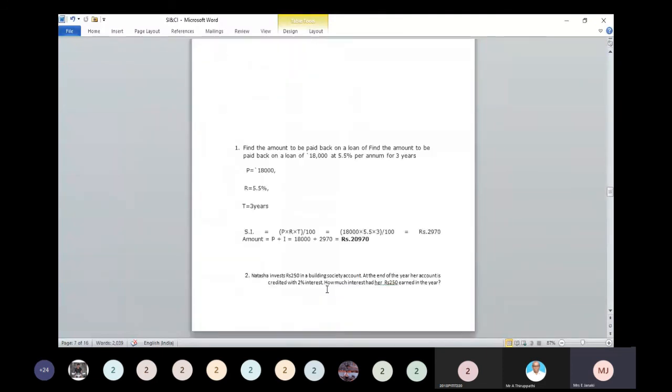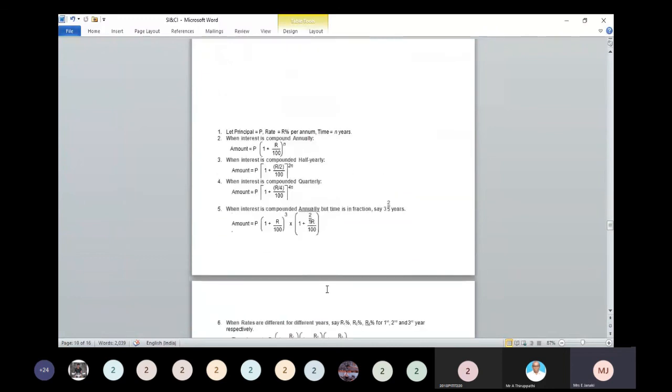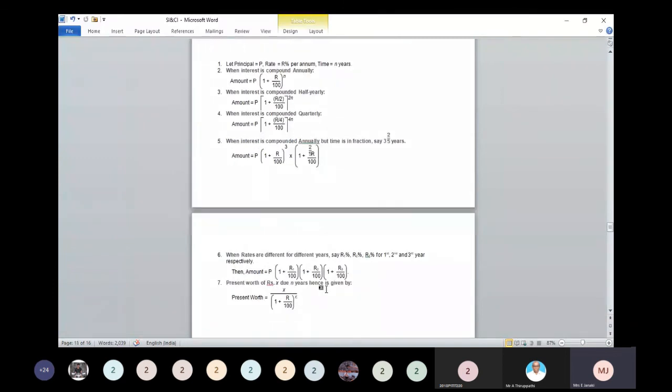Next, I will see the compound interest problems. These are the basic formulas in compound interest.